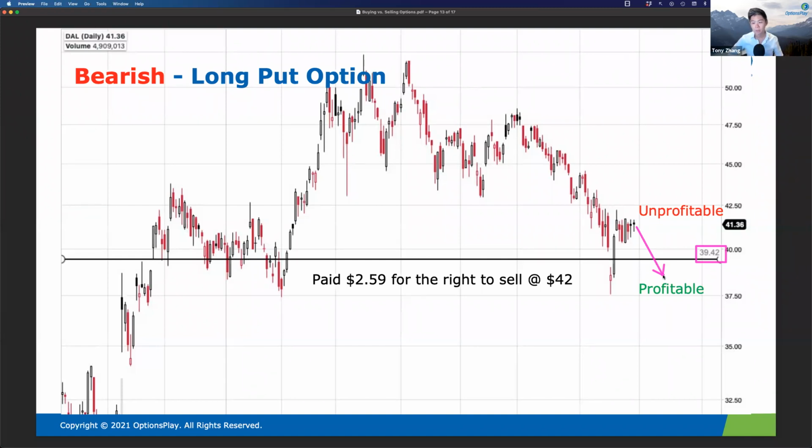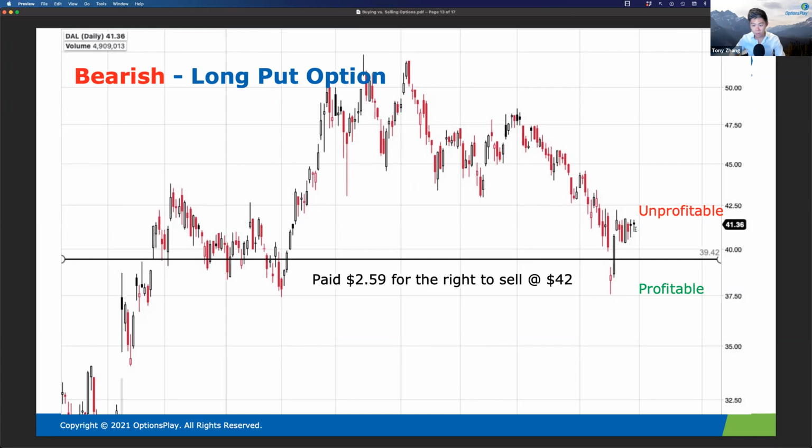Do I think the stock's going to be below $39.42? Do I think it's going to revisit this recent sell-off and maybe get back down to $37.50? If you think it's going to get down to $37.50, great. That makes sense because you can buy the stock for 37, sell it for 42. That's a profit of about $4.50, and you only paid $2.59 to get into the trade. So if you make $4.50 while subtracting $2.59, that's a profitable scenario.